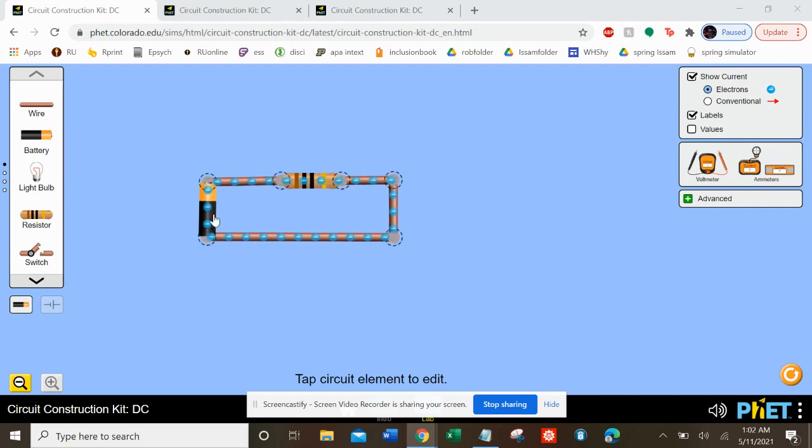Right here you can see the battery. These brown thin strips are just wire. And this right here with the different colored stripes, this is a resistor. So this is your battery, this is your voltage source. You can see the electrons flowing. That's your current. Those are those blue circles. And then right here, this is a resistor. That's where your resistance will come in.